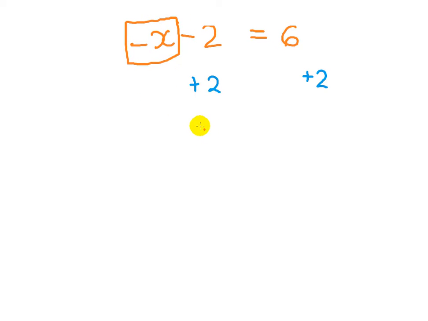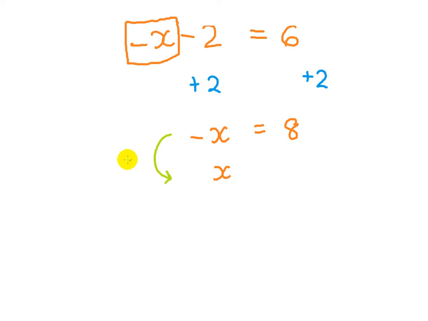I bring it down. I will write the entire thing here. Right? I will not discount the negative sign here. I will just write negative x. So in this side, 6 plus 2 is 8. Alright? So how do we get this negative x to become x? What we learned in the previous video is we do what? Think about it for 2 seconds.